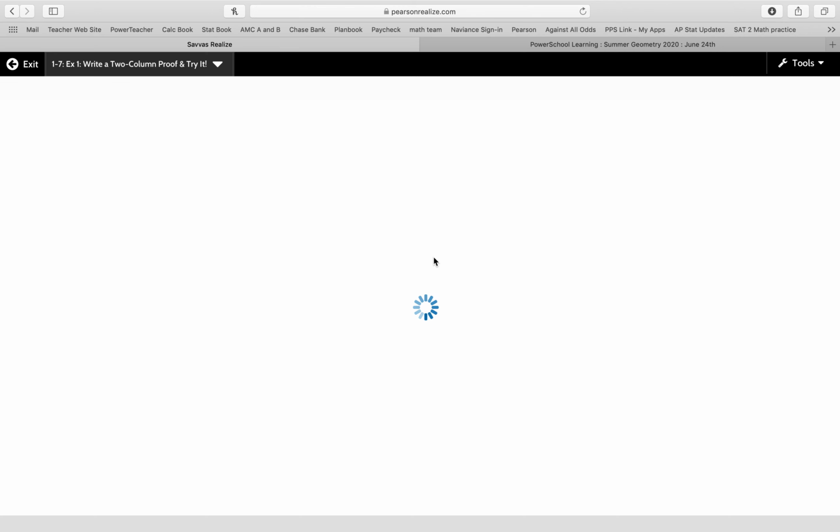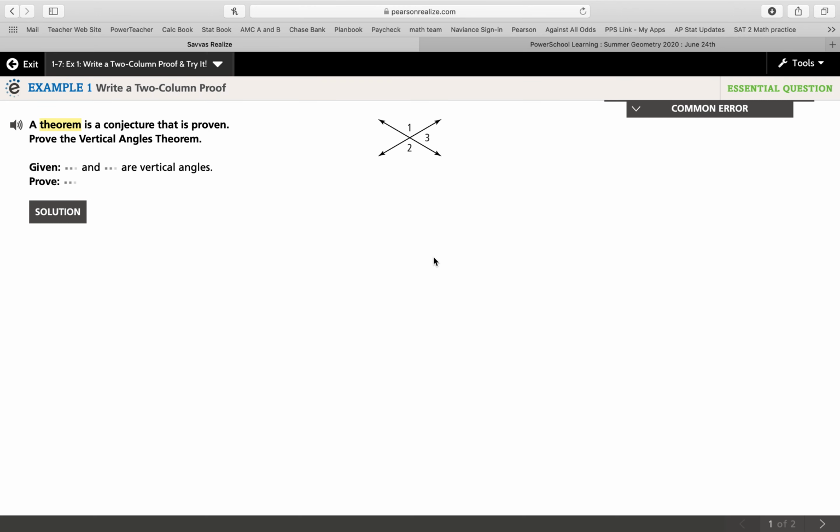So let's look at a two-column proof using the vertical angles. This is your first proof you're looking at. A theorem is just a conjecture that is proven. Okay, so we're looking to prove conjectures. So we're looking to prove the vertical angles theorem. Now, in order to prove the vertical angles theorem, we're not allowed to use the vertical angles theorem. We're trying to prove it.